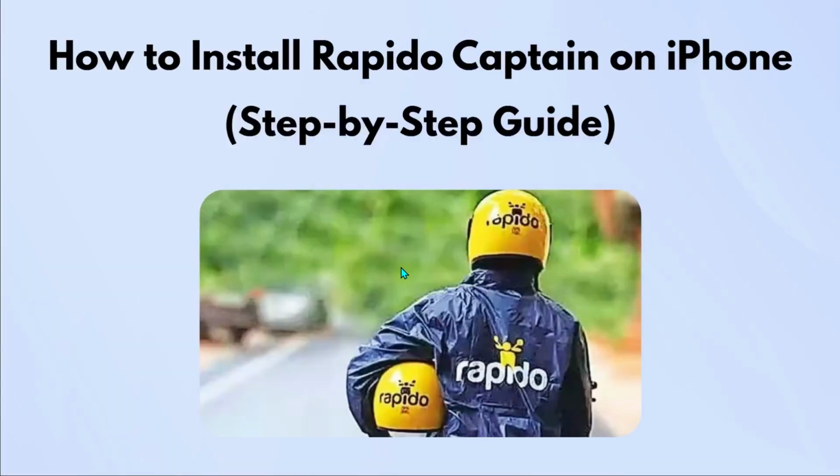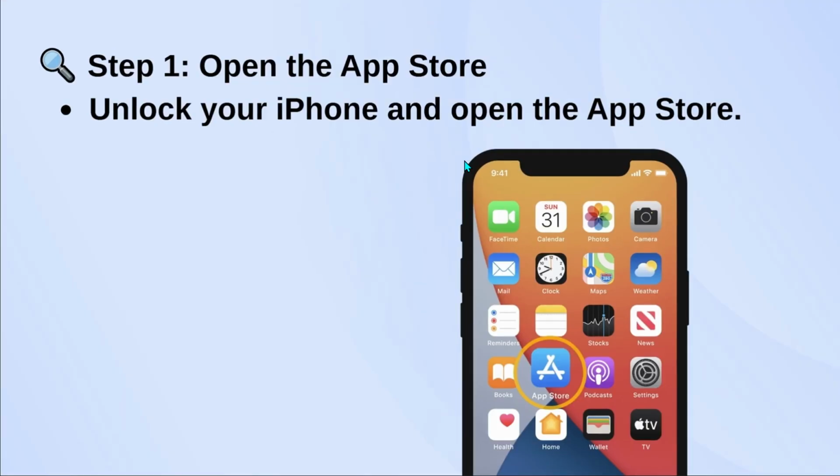If you're trying to install the Rapido Captain app on your iPhone, the process is simple, but you need to make sure you're downloading the correct version. Start by unlocking your iPhone and opening the App Store. Once the App Store is open, tap the search icon at the bottom of the screen.